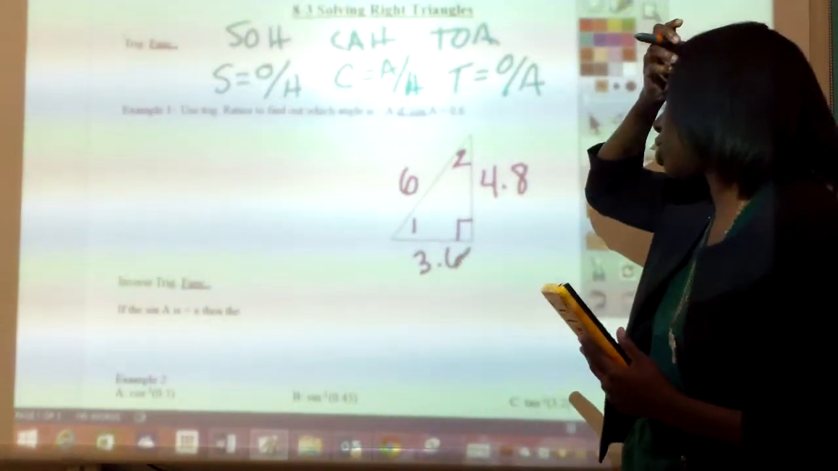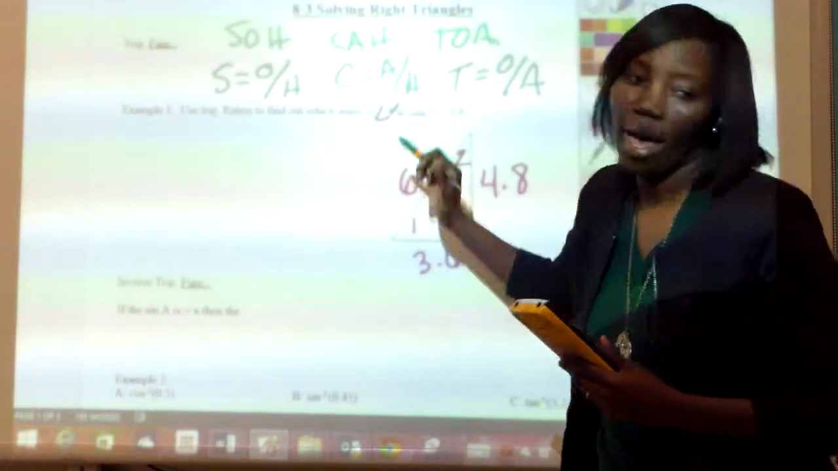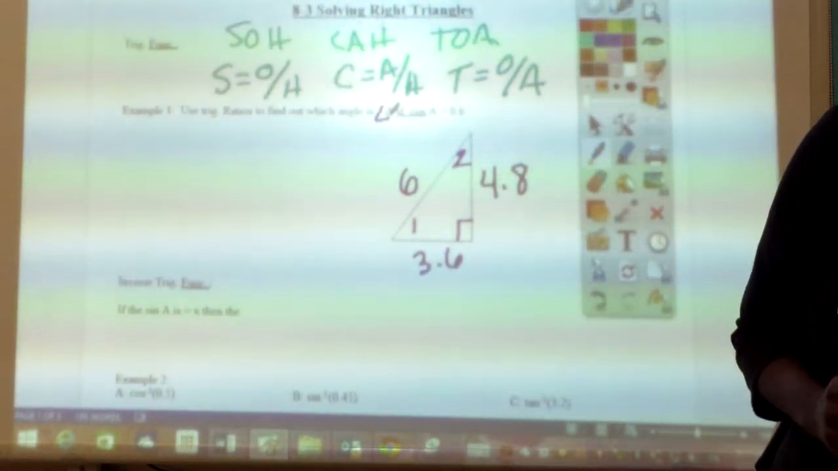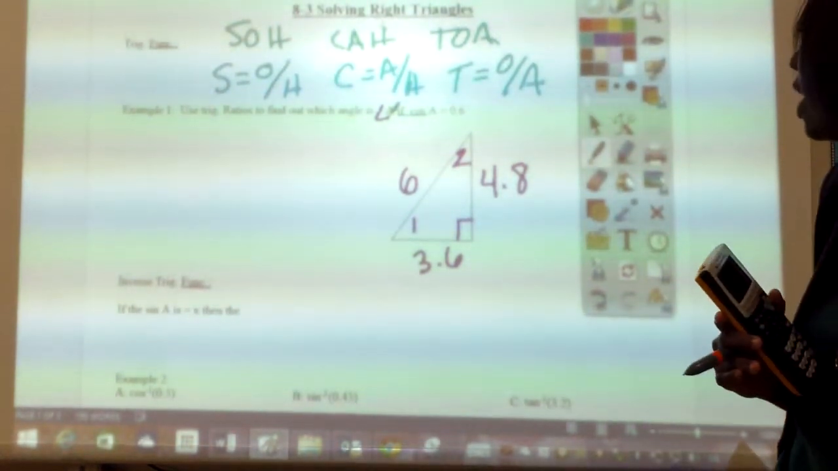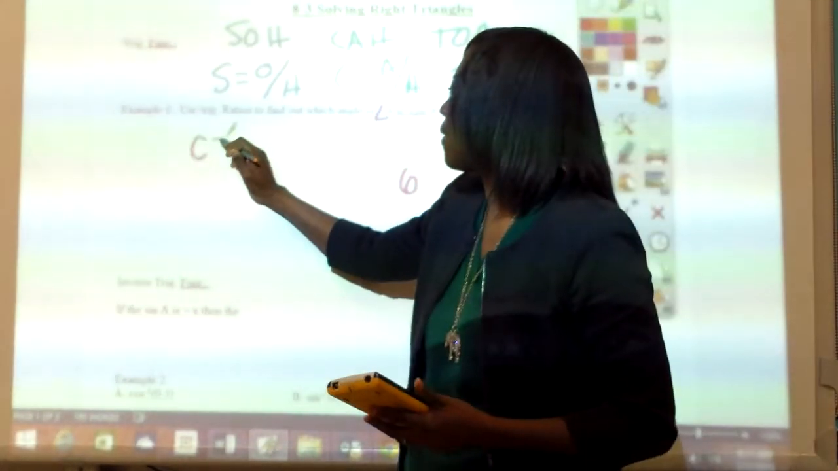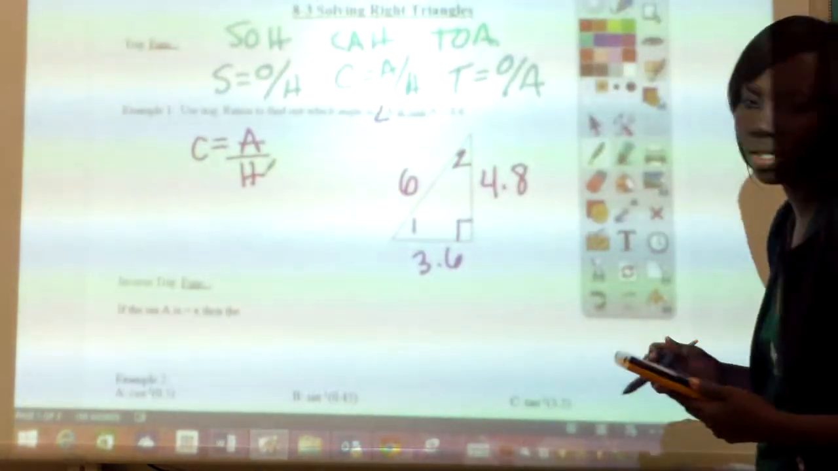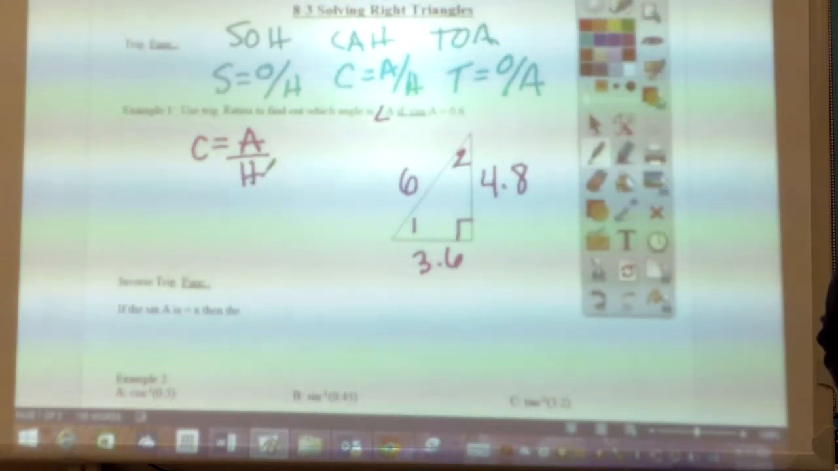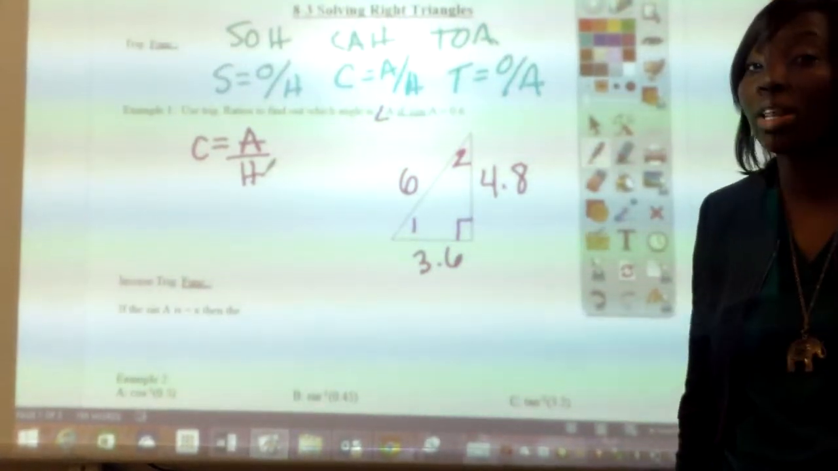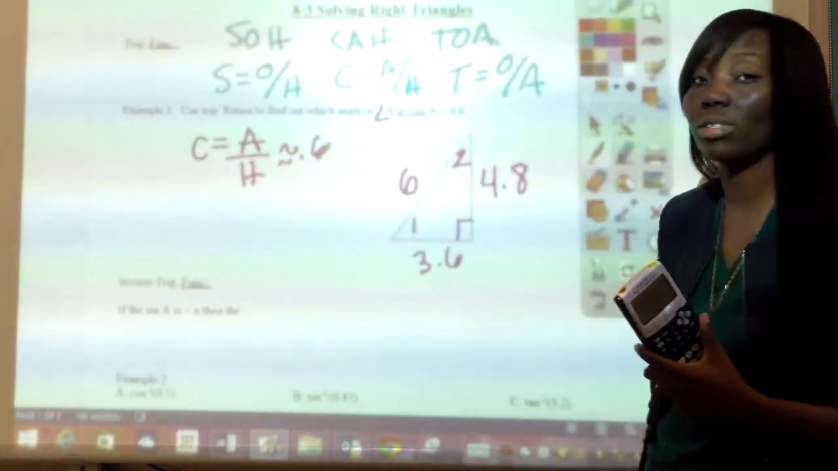And it says use trig ratios to find out which angle is angle A if the cosine of A is 0.6. So we know cosine is adjacent over hypotenuse. And we don't know which angle is angle A. Angle A could be down here or it could be down here, but we know that the cosine of it is going to be equivalent to 0.6. So we need to find the cosine of both of those.